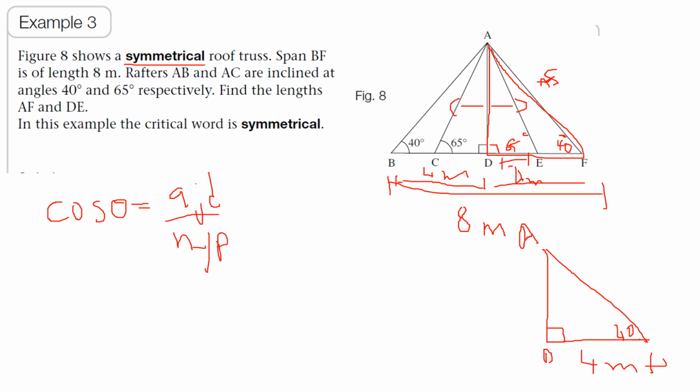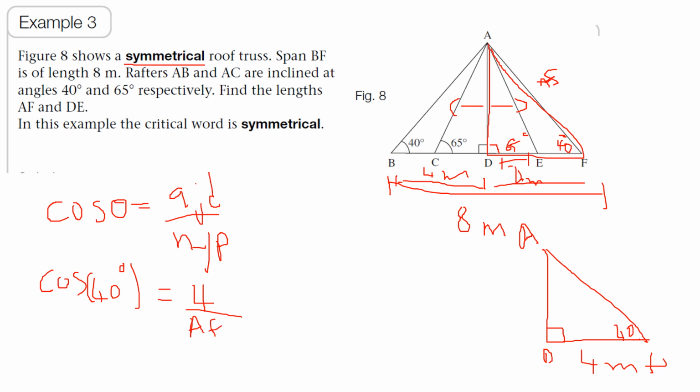So remember, the adjacent side to the angle is the one at the bottom, and the hypotenuse is the one we're looking for, which is AF. So theta is the angle 40. You can just substitute everything to say cos of 40 degrees is equal to the adjacent side, which is 4, over the hypotenuse, which we know is AF.